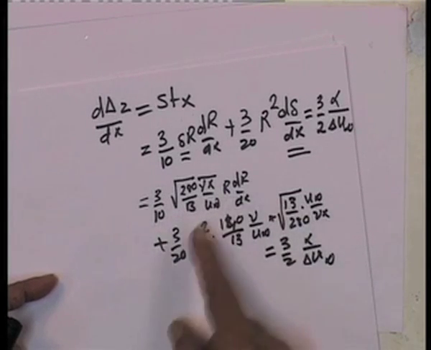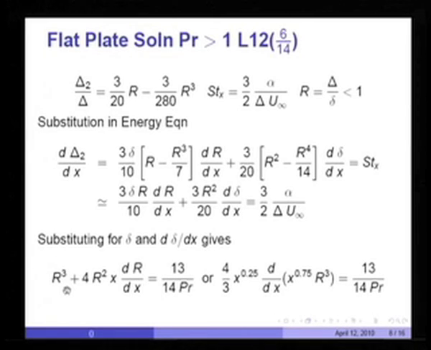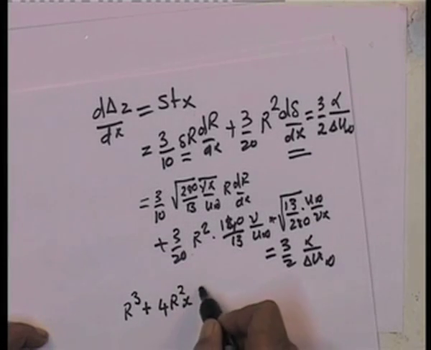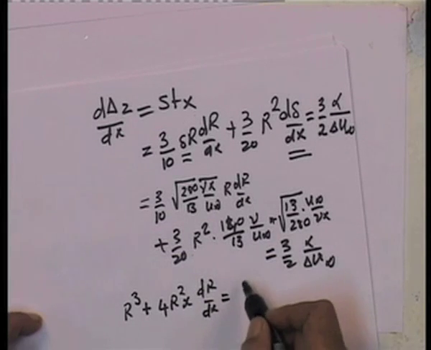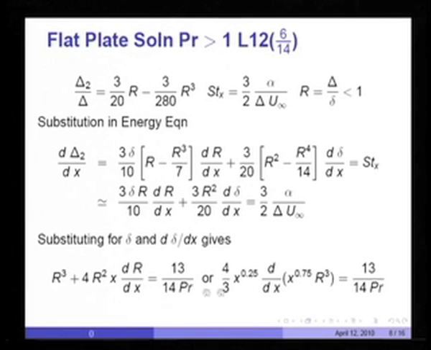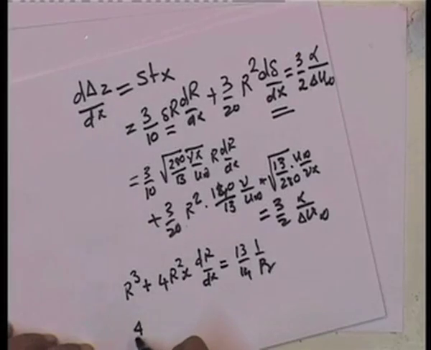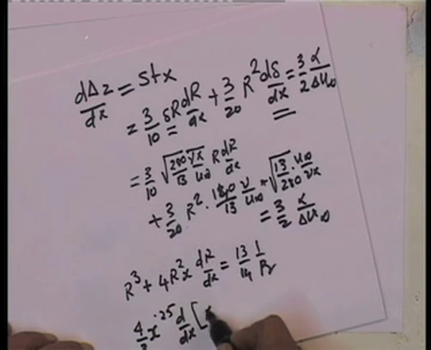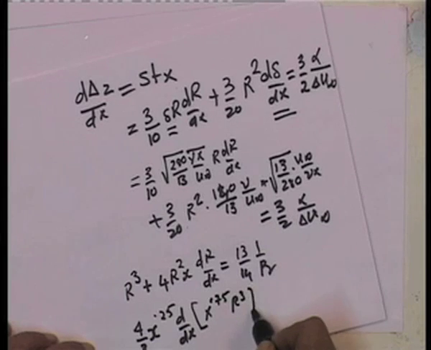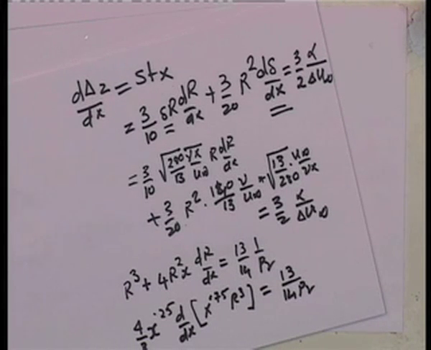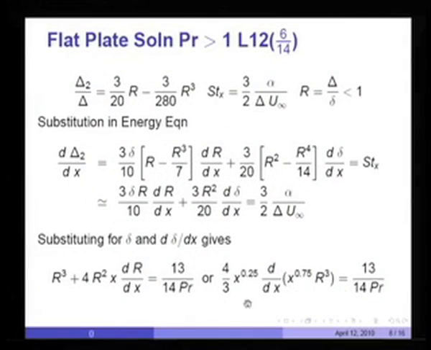This part of the equation simplifies to r cubed plus 4 r squared x dr by dx equal to 13 by 14 1 over Prandtl number. Now, this left hand side can be manipulated to read like that. This is nothing but 4 by 3 x raised to 0.25 d by dx of x raised to 0.75 r cubed equal to 13 by 14 Prandtl number. So, I can now integrate this equation.